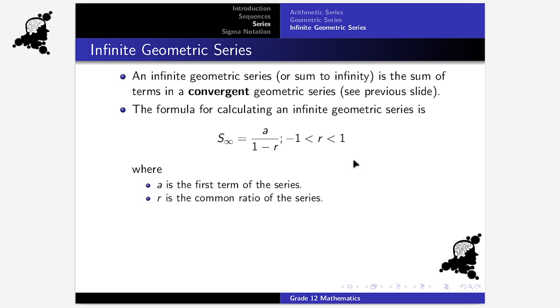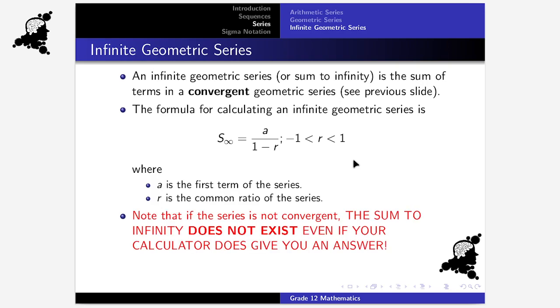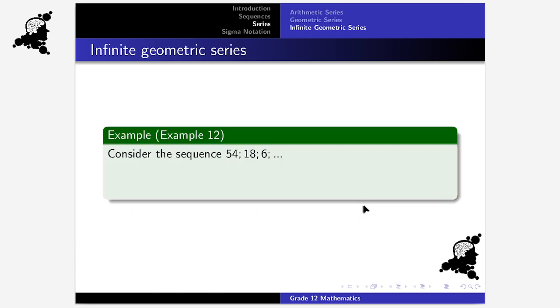a is the first term, r is the common ratio. There we have it again in bold. If the series is not convergent, if the value of r is not between -1 and 1, the sum to infinity does not exist even if your calculator gives you an answer. That's interesting. You're not required to prove the sum to infinity, thank goodness.